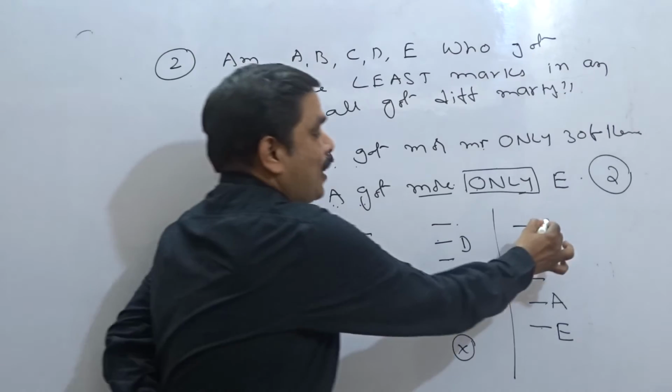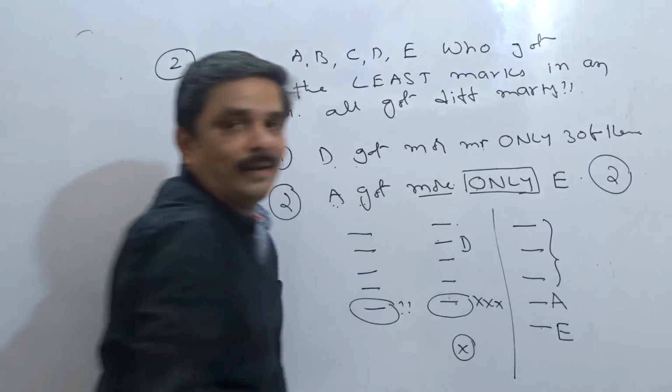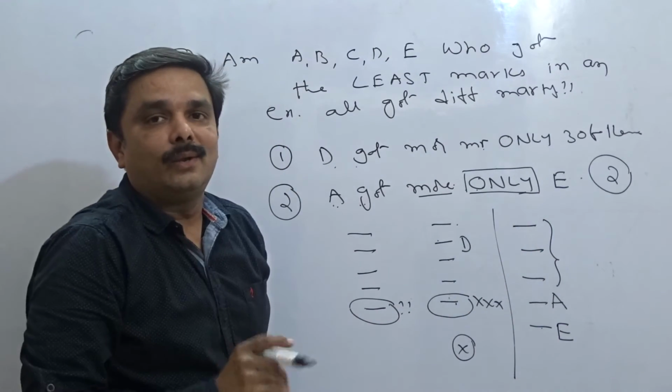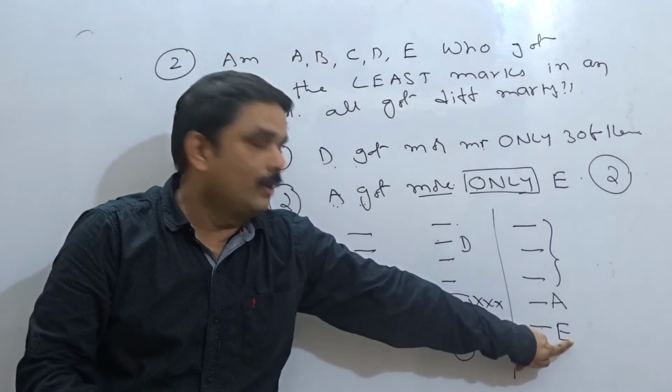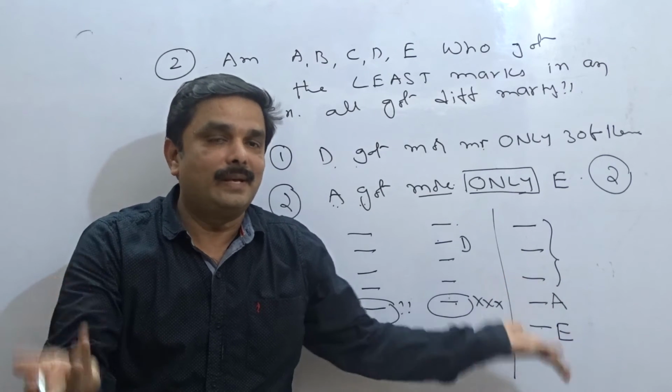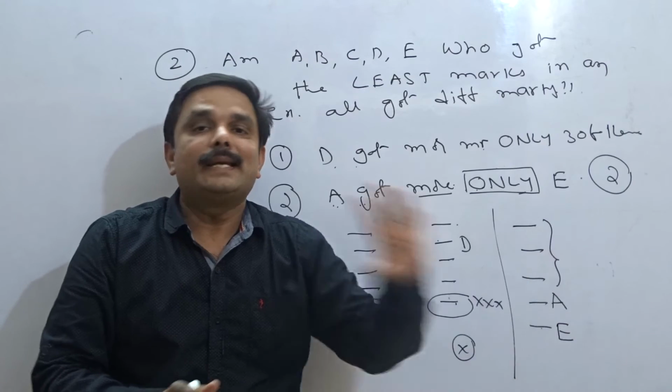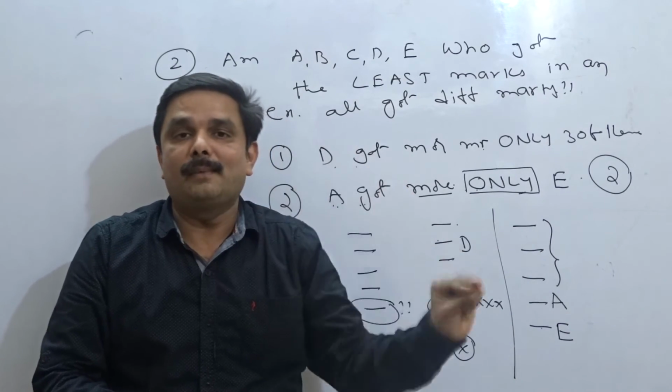Now I don't know who comes here, otherwise out of the 3, right? Whatever the order may be, it doesn't matter for me. What matters for me is who is below E. Very clearly, who got the least marks among 5? My answer is E got the least marks among 5.